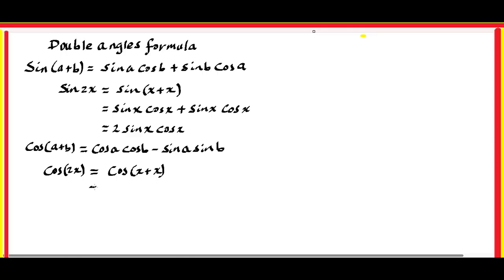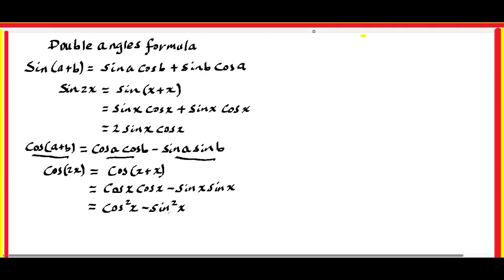So cos 2x can be written as cos(x plus x). A plus b, where a is x, b is x. Substitute in this formula: for a, x, for b, x. This is cos x cos x minus sine x sine x. That is cos square x minus sine square x. We have cos 2x means cos square x minus sine square x.